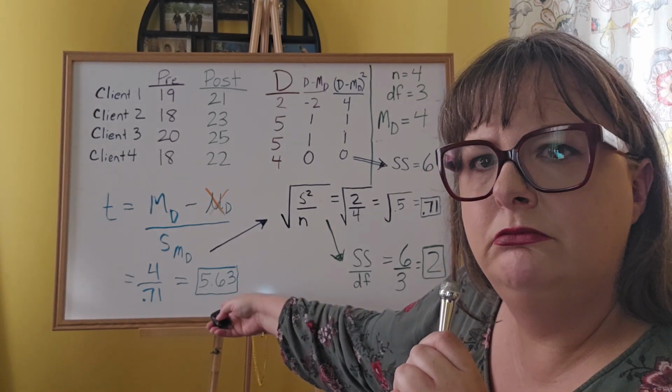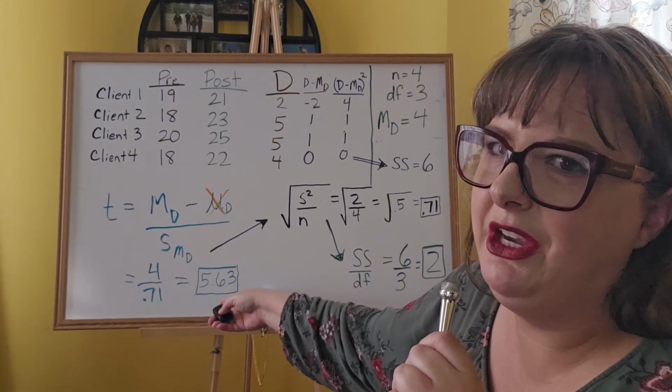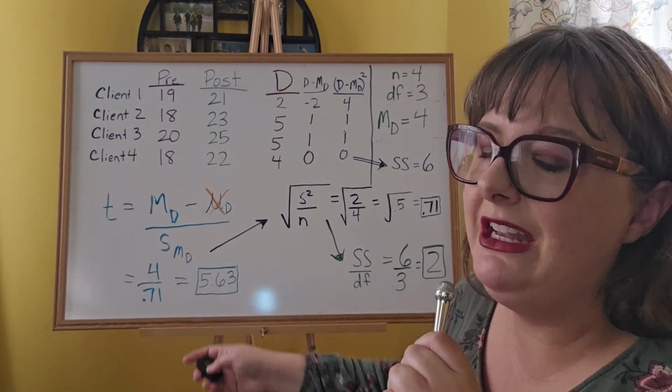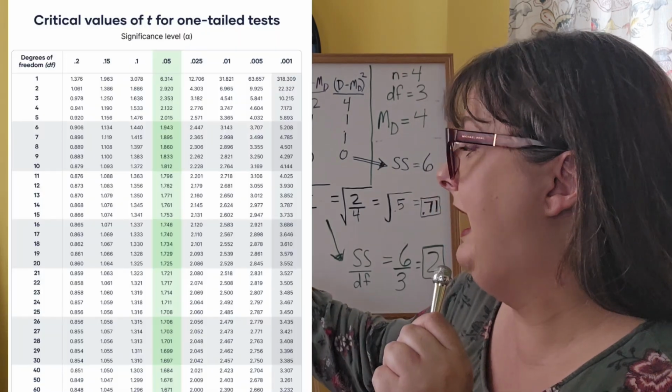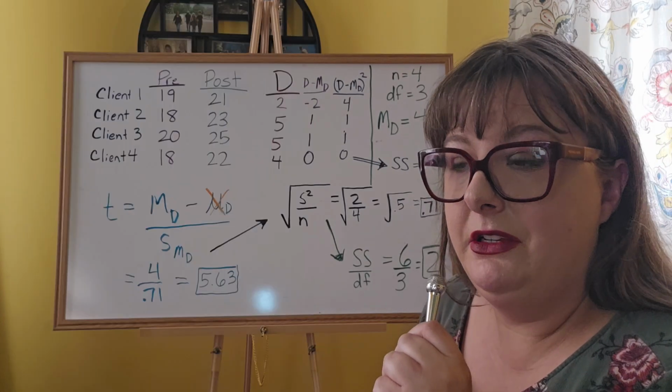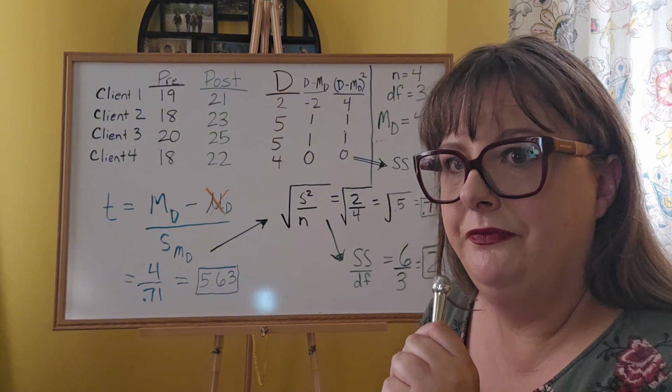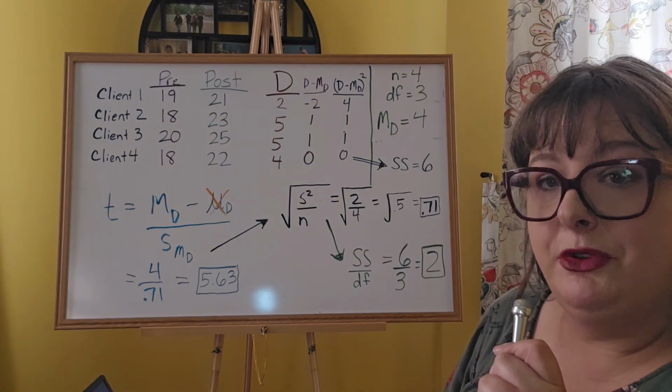So what do we do with this number? Is it a good number? We need to figure out if it's statistically significant. We got to look at a t distribution table to see if this is high enough to be considered statistically significant. All right, I've got the t distribution table in front of me.